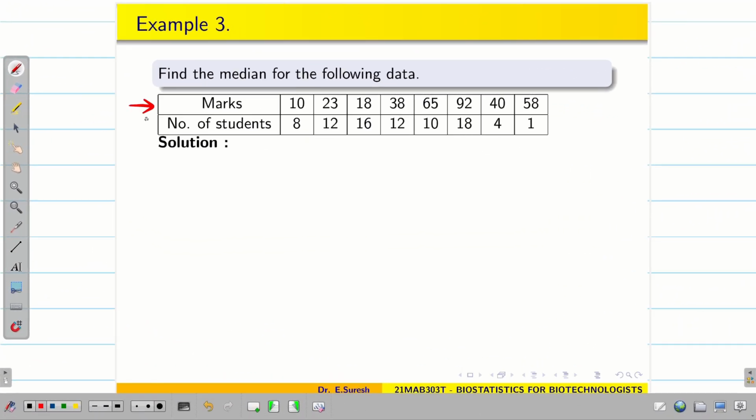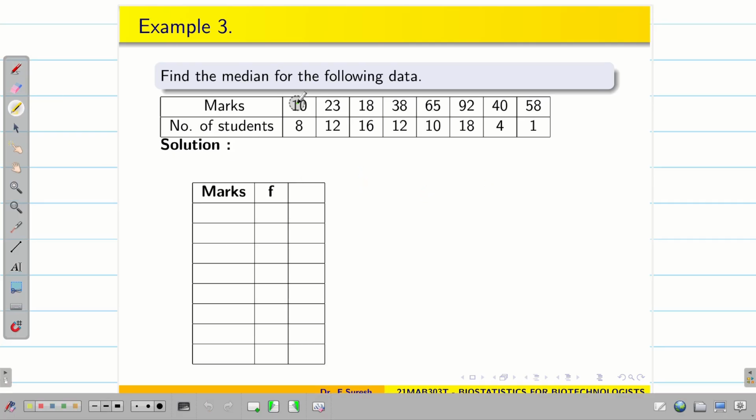Find the median. This data is discrete frequencies. X is my marks and F is my number of students, because 10 mark is repeated by 8 students, 92 is repeated by 18 students. Hope you understand. Now the first step is a very important step. We have to rearrange the discrete table in ascending order.